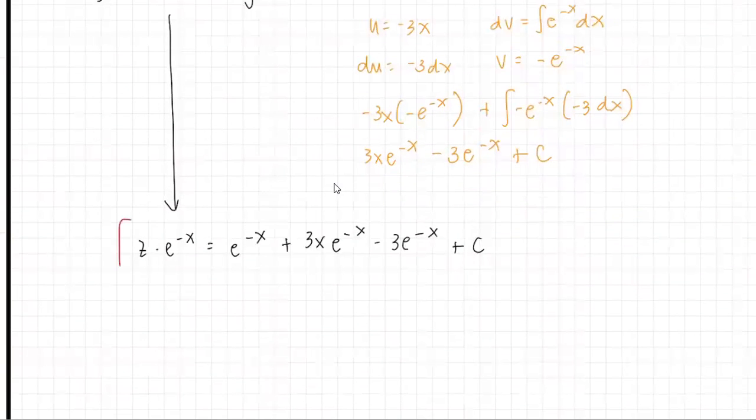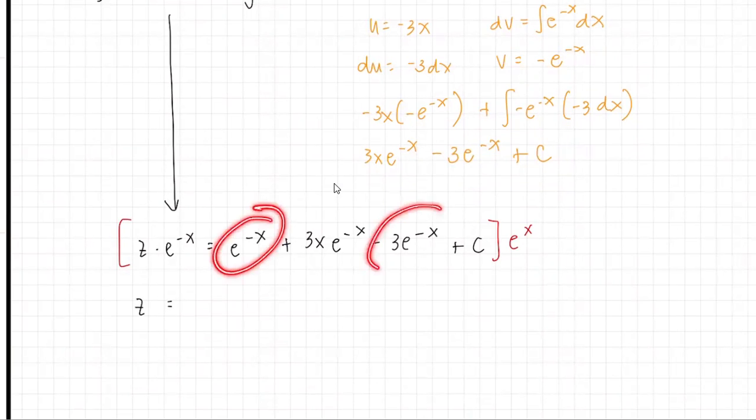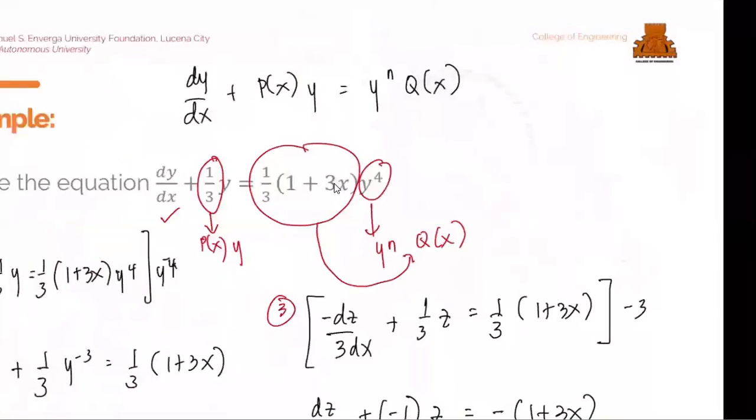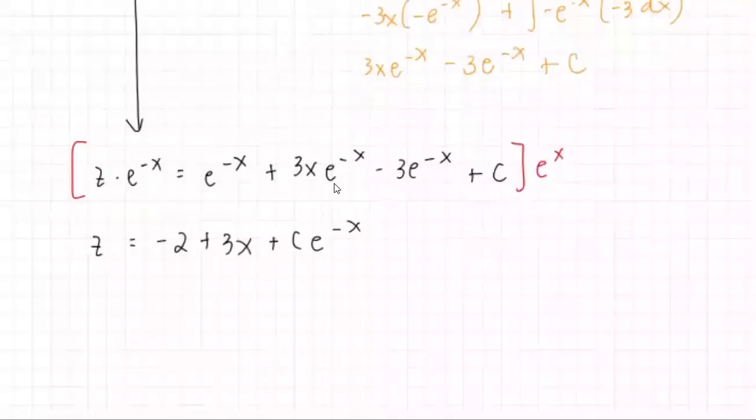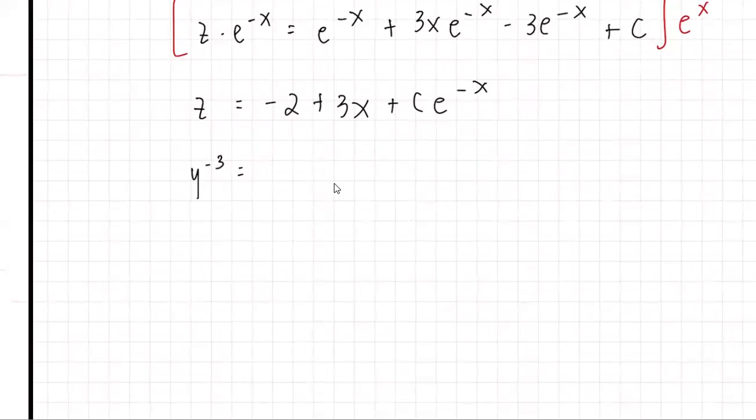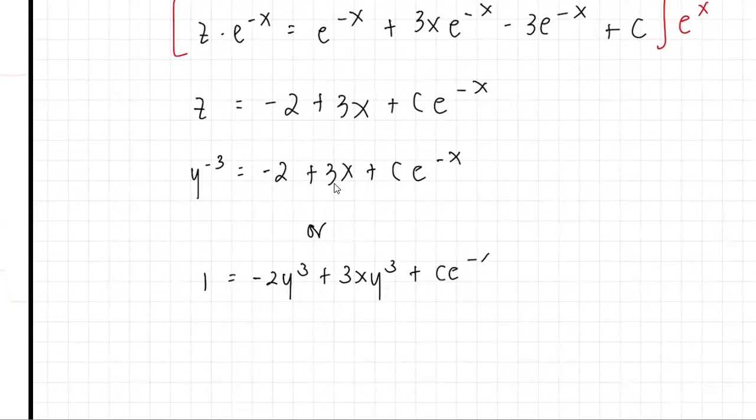Okay, multiplied both sides by e^x. We have z equals to, so these two can be combined. So negative 2, no? So minus 2 plus 3x plus c e negative x. Then substitute lang natin yung value ng z dito, which is y negative 3. Okay. So y negative 3 is equals to negative 2 plus 3x plus c e negative x. Or pwedeng maging 1 is equals to negative 2 y cube plus 3 x y cube plus c e negative x y cube.